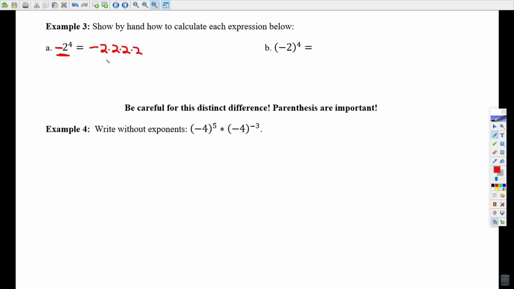Very different than what's going on over here. So whenever you put these together, you would have a negative times a positive, which would be negative 4.